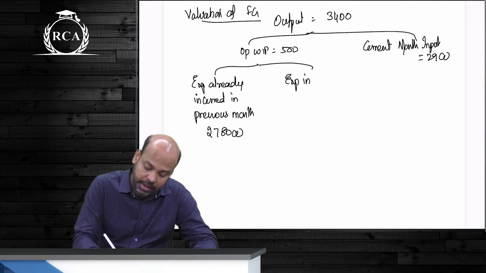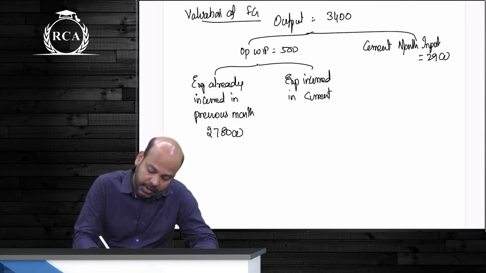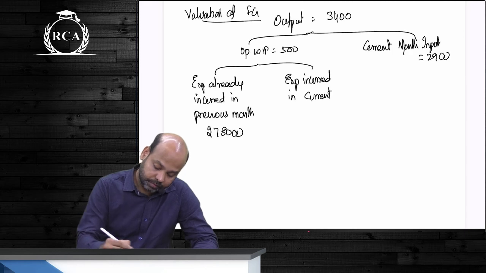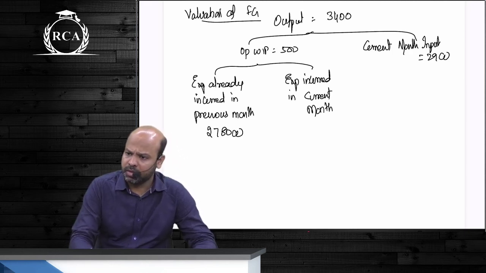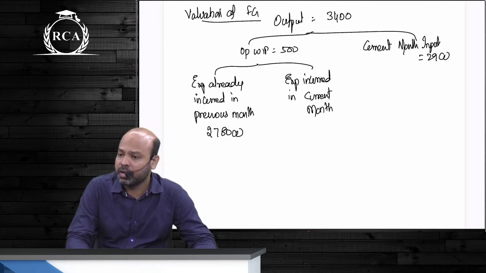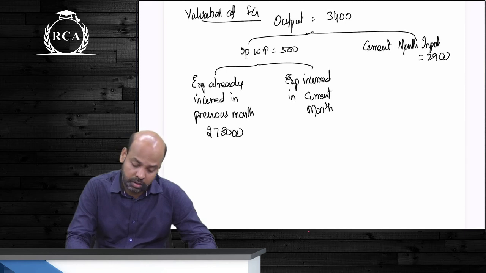Expenditure incurred in current month, beta, would be, are you incurring anything on material? Current month. $30. But beta, 660 is not weighted average cost per unit. This is FIFO method.